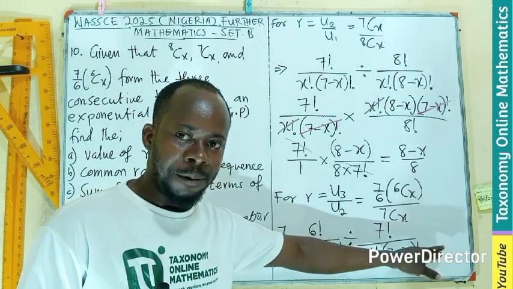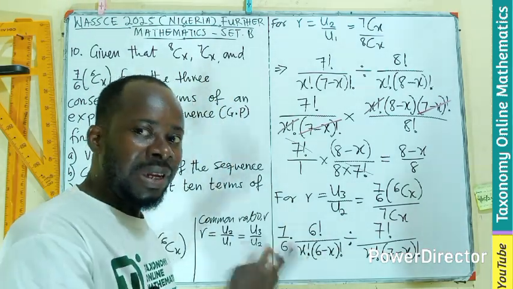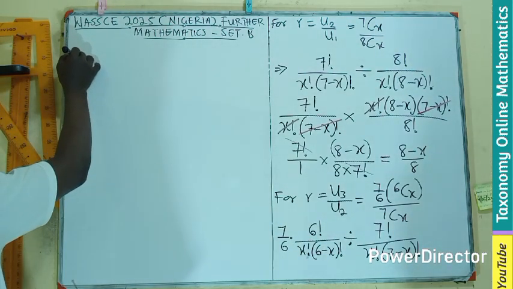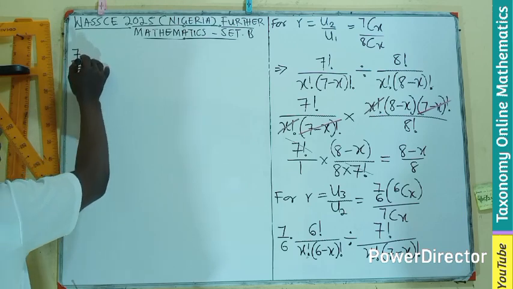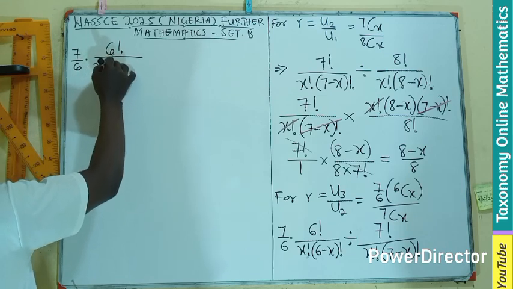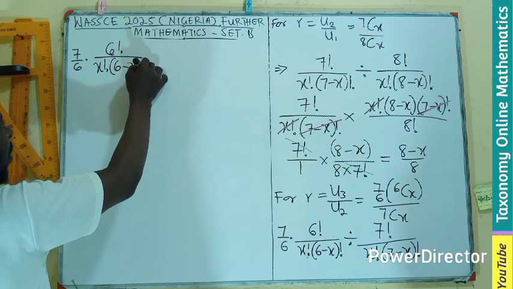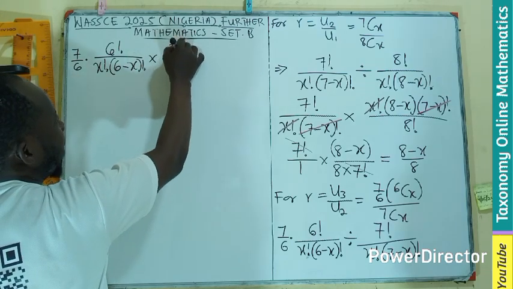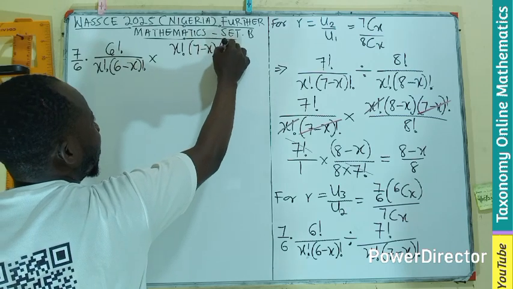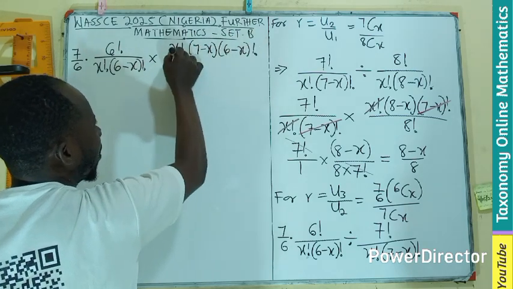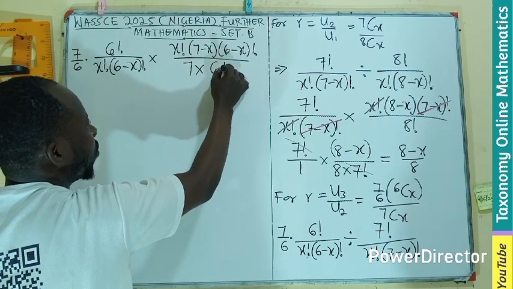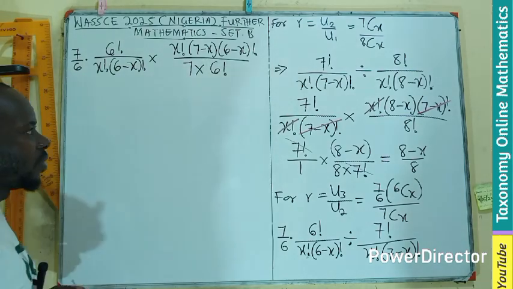If you subtract 1 from here, you will get your 6 minus x, which can easily cancel out. So right from here, I should still maintain my 7 on 6 multiplying 6 factorial divided by x factorial, 6 minus x factorial, times x factorial. We have our 7 minus x, 6 minus x all factorial divided by 7 times 6 factorial. This is coming down. It's the same as what we are having in here.